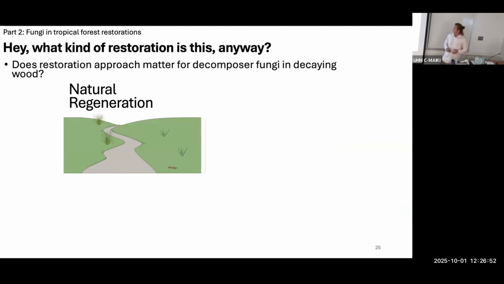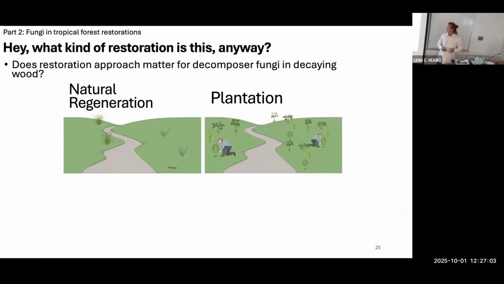And so there are different kinds of ways to go about restoring a forest. You can let it naturally regenerate on its own. You can fence off the pasture land and just let things recruit on their own. You can actually go in and plant seedlings to accelerate canopy closure and sort of supercharge the restoration process.